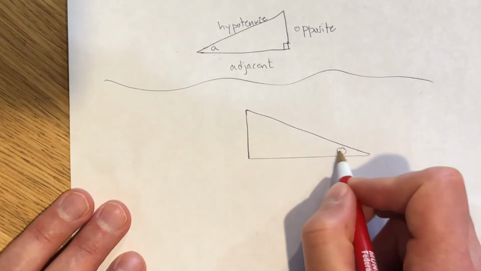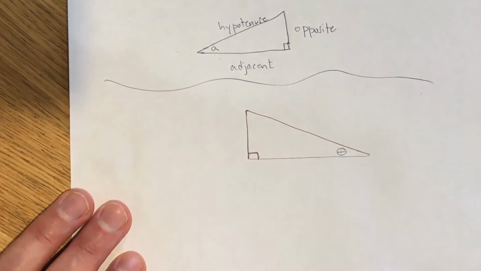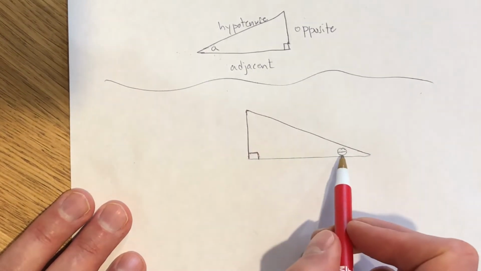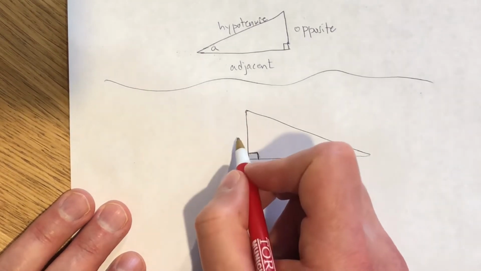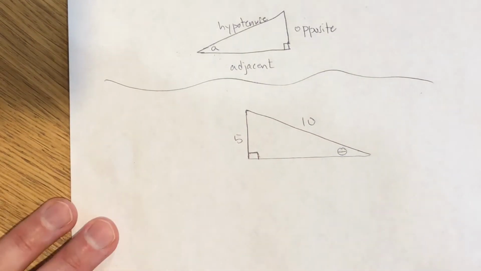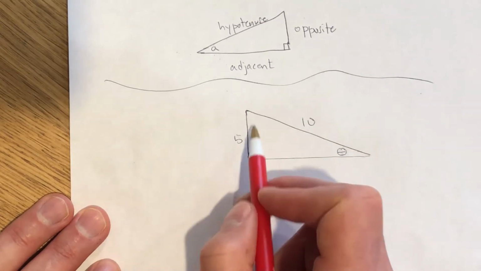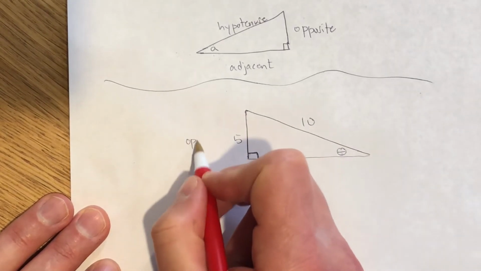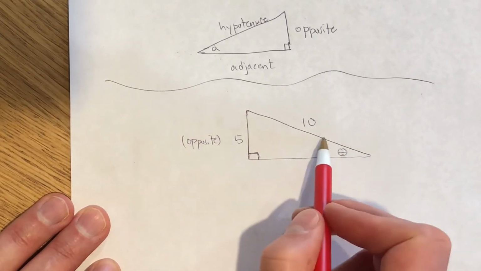Generically we'll call this unknown angle theta, and we have a right triangle. Let's say we happen to know this side length and this side length. This side length here is 5. This side length is 10. Relative to this unknown angle that we're looking for, this 5 is the opposite side, and this 10 is the hypotenuse.